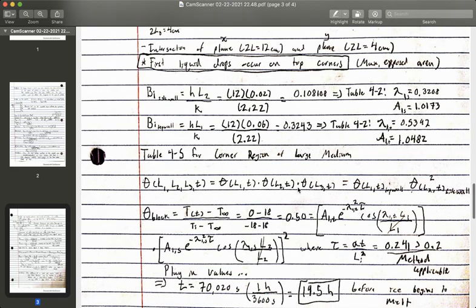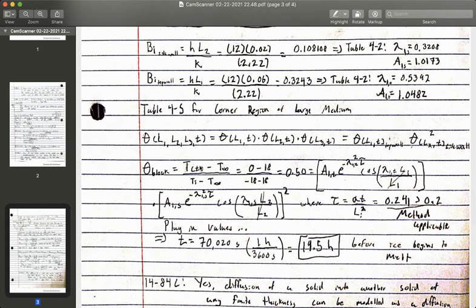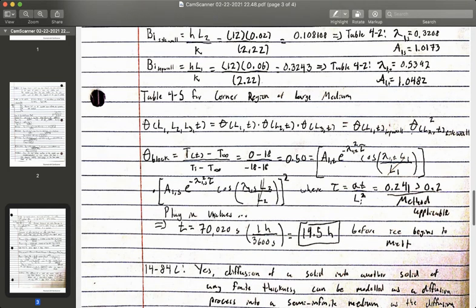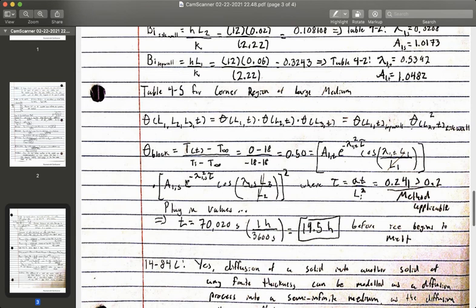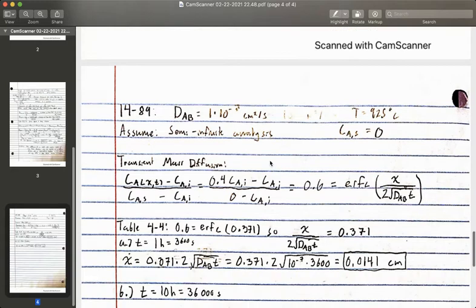And then I just combine these two terms because they are going to be the same, so we have them squared here. And then we already know all of these values, so we can set that equal to our equation here. And we already have the parameters as well. I didn't write out all the values here, plug everything in, because that would take a lot of space. But after we plug everything in Excel, we find that this should take about 19.5 hours for the ice to begin to melt. And we also found in there that tau is equal to 0.241, which is greater than 0.2, so we know the method we're using is applicable.